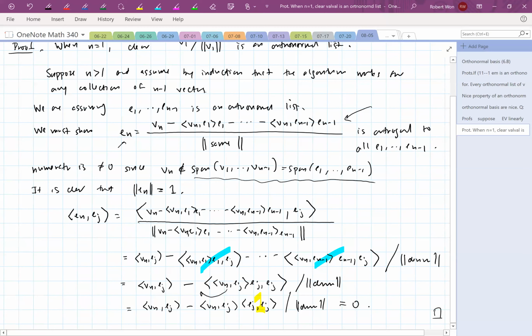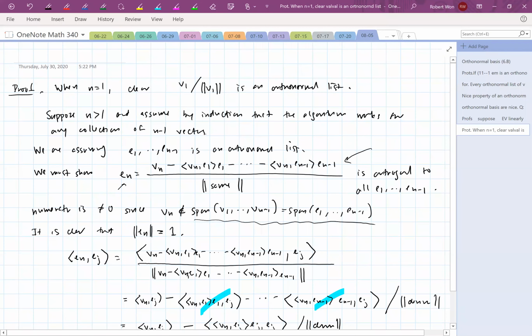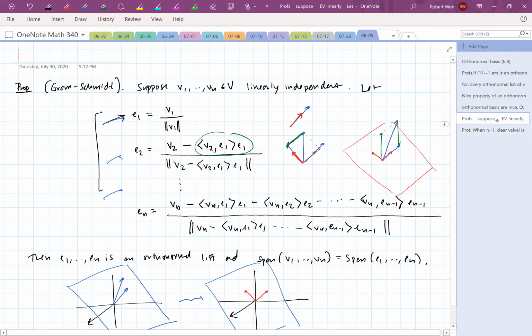Okay, so the proof is just a computation plus induction. But again, the thing to remember is this picture where, at each stage, you normalize, and then you subtract off the projection, and then you normalize.